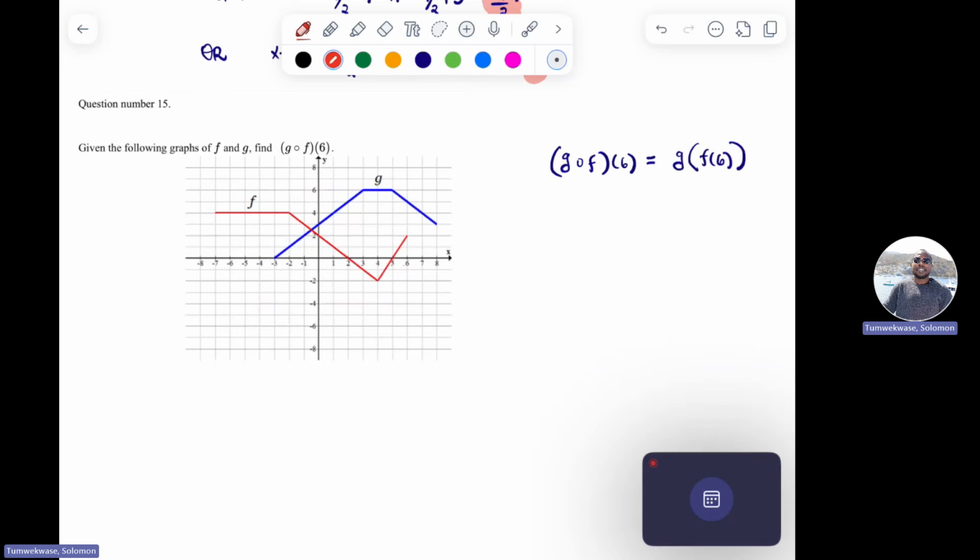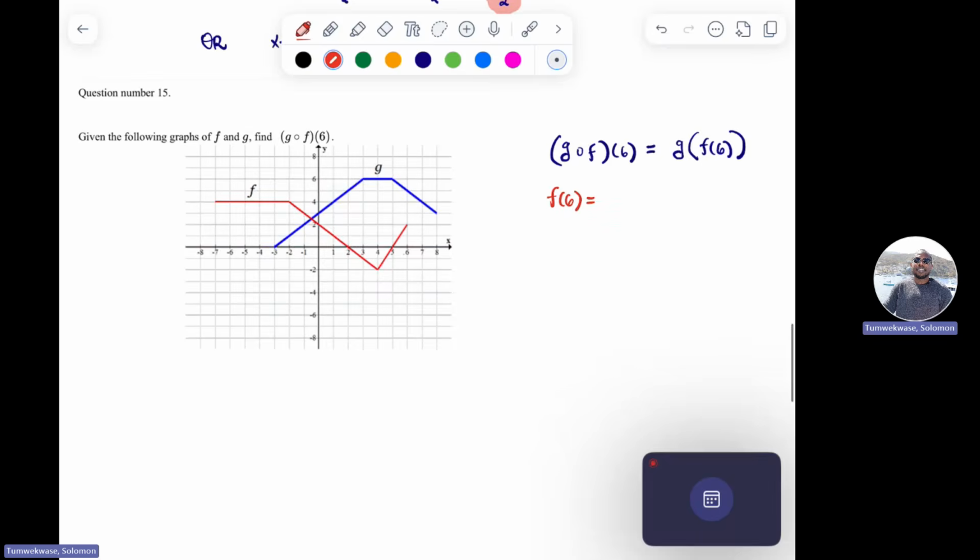So I determine what f of 6 is, and this is the graph of f. So 6 is right there, right? So I move up until I hit the graph of f. So f of 6 is right there, which is 2. So from the graph, f of 6 is 2, right?